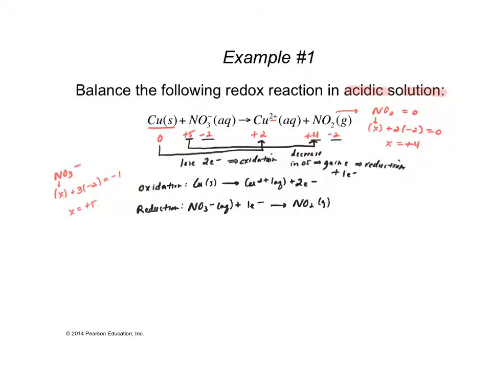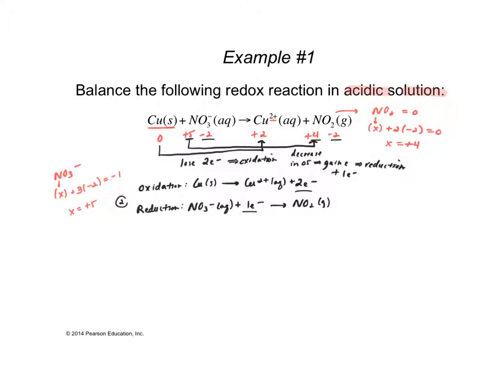Okay, so again, I identified how many electrons were lost in oxidations. Electrons are products. I identified how many electrons were gained, and in reduction, electrons are reactants. So that is the second step, right? So we figured out who was oxidized, who was reduced, and now we've written out the two half reactions.